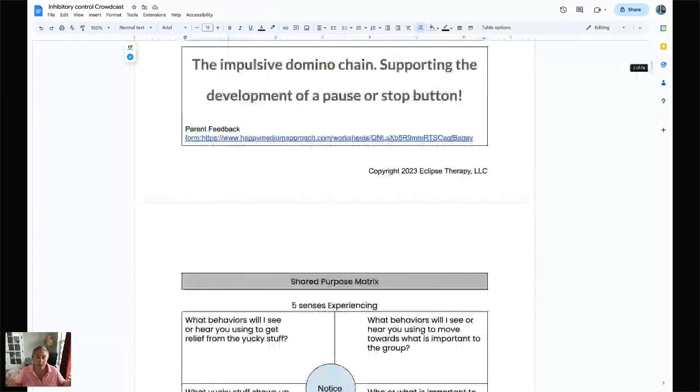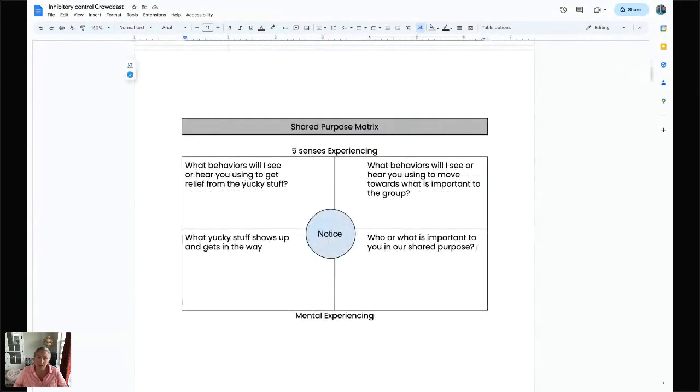So when we think about this impulsive behavior, I'm going to start down here in this lower right hand quadrant of our shared purpose matrix. This is part of acceptance and commitment therapy. I feel like it's a great forum to use for your entire family, for yourself. It supports noticing what's important to you, from that mental experiencing side of things, which is the bottom part of our matrix, and contacting that present moment, that five senses experiencing, as well as noticing emotions and behaviors that we use in the presence of these emotions as they show up.